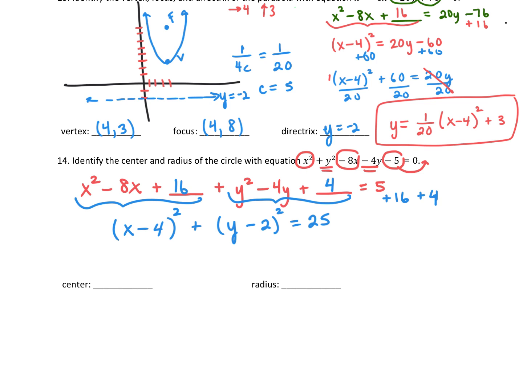All right, so now the center of this circle, it's not at the origin. Tricky x, x minus 4 means we went to the right 4. Y minus 2, tricky y, we went up 2. So the center, if we go to the right 4 and up 2, is at 4, 2. And then the radius: remember, in the equation, that is the radius squared. So if the radius squared is 25, that makes our radius 5.